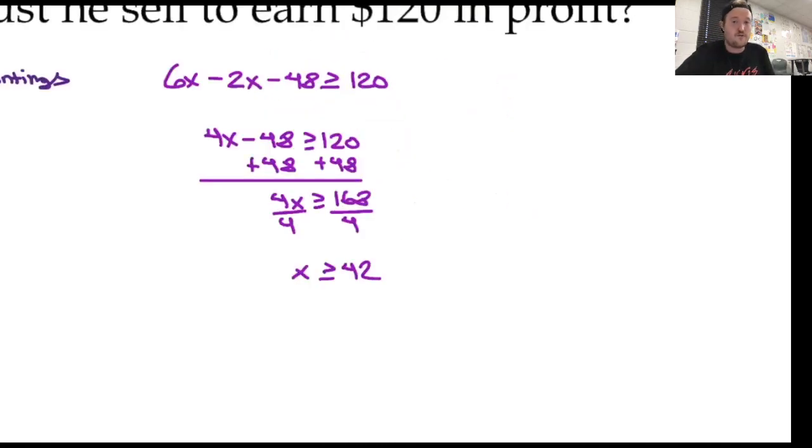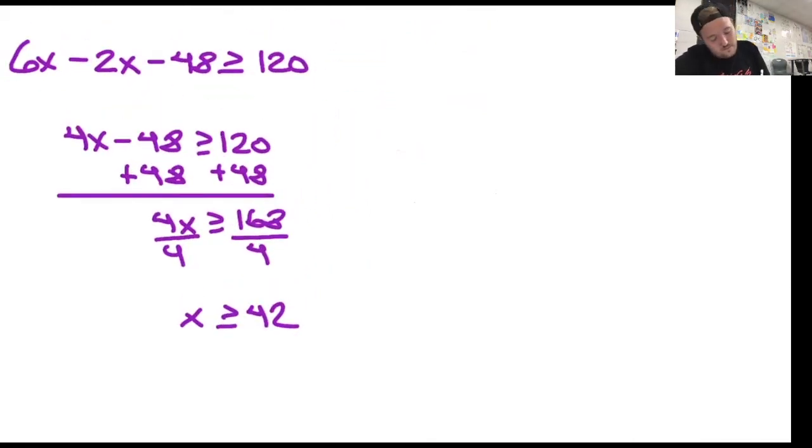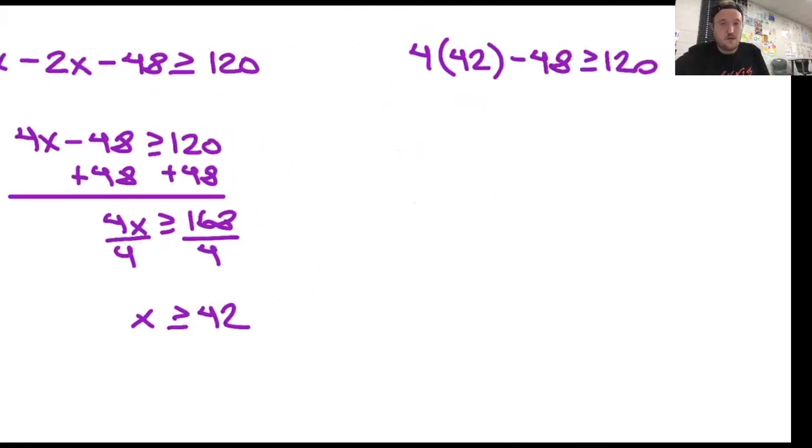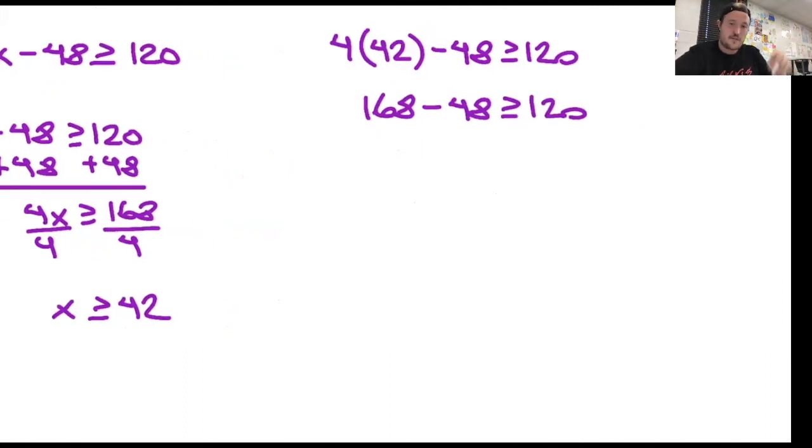So x is greater than or equal to 42. So I'm going to check it. So 4 times 42, 4 times 42 is 168, minus 48 greater than or equal to 120. I'm going to combine 168 and 48. So 168 minus 48, that gives you 120 exactly. Greater than or equal to 120. That works.